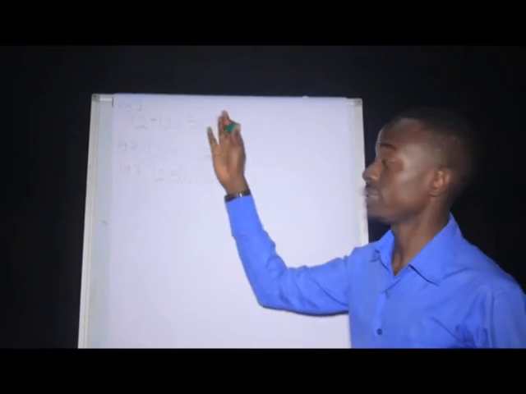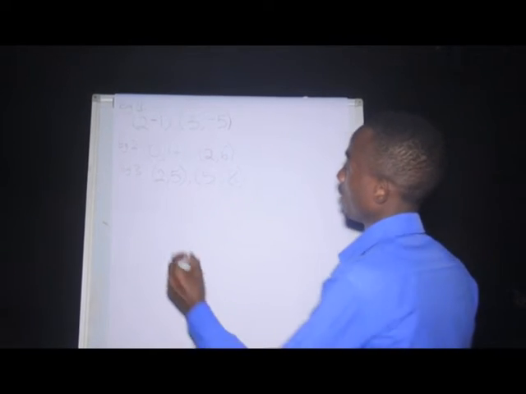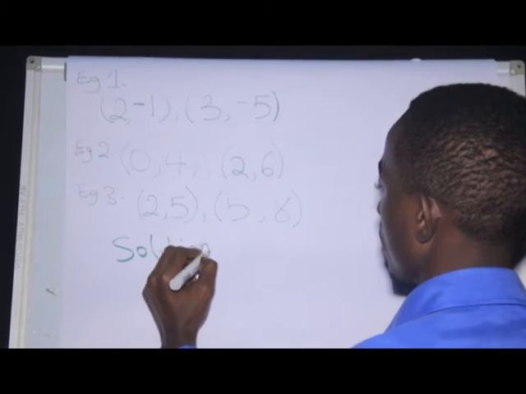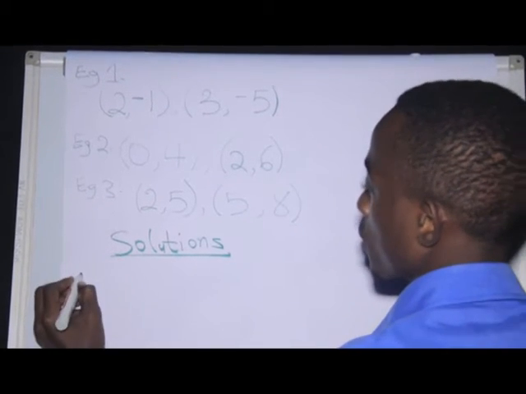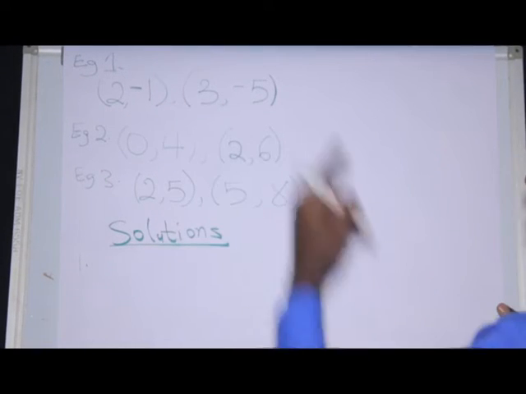Okay, so I'm required to determine the equation of the lines that join these various points. I start with my example number 1 here. So the solutions. So starting with 1, I have my points 2, -1 and 3, -5.